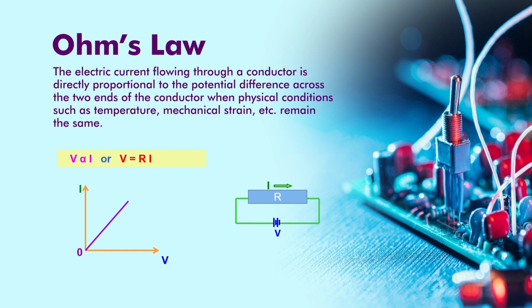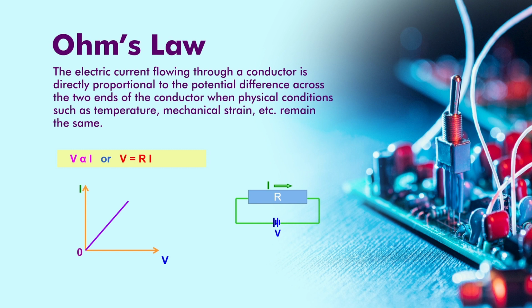So here we can see there is a conductor in the circuit across which a potential is applied, and when we apply a potential across that conductor, the current I flows in the circuit. A current always flows in a closed loop condition only. So here we can see it forms a closed loop.